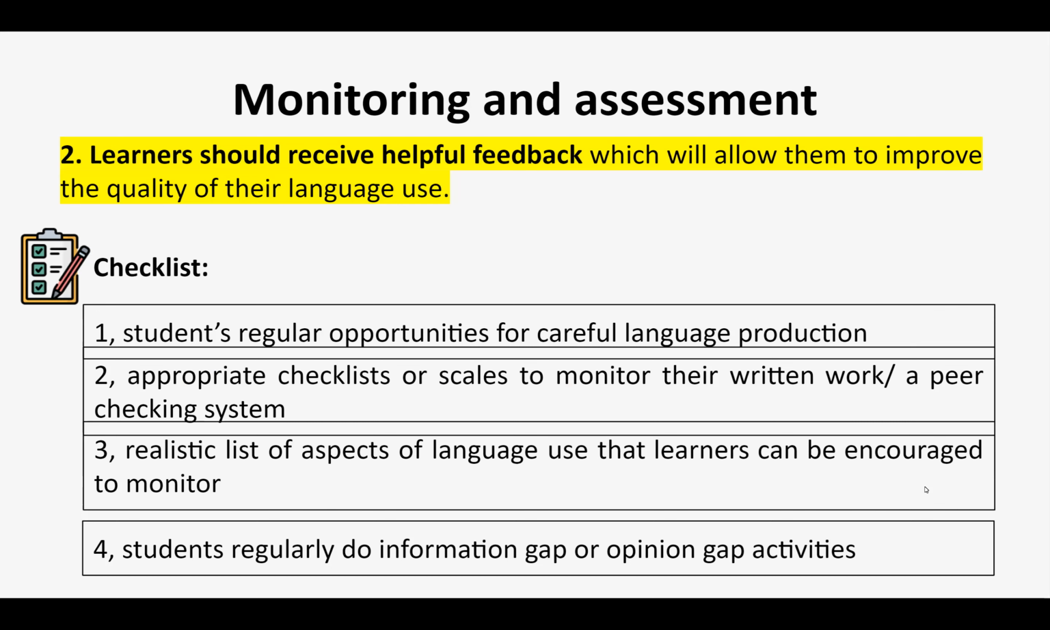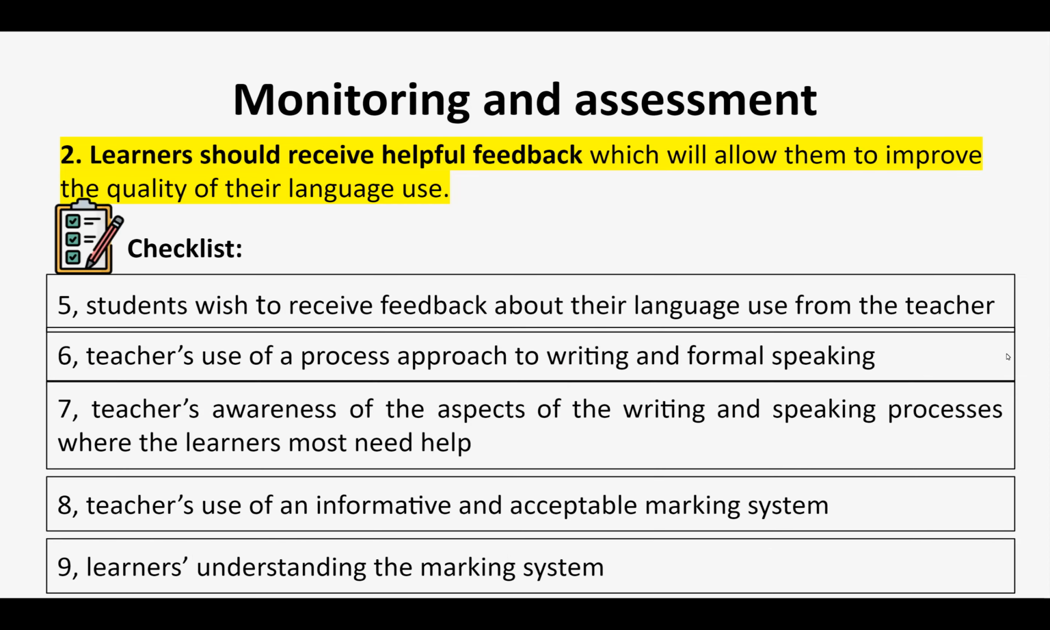monitor? Number four, do the learners regularly do information gap or opinion gap activities which encourage peer negotiation? Number five on the checklist is that do the learners wish to receive feedback about the language used from the teacher? Number six, does the teacher make use of a process approach to writing and formal speaking? Number seven, is the teacher aware of the aspects of the writing and speaking processes where the learners most need help?